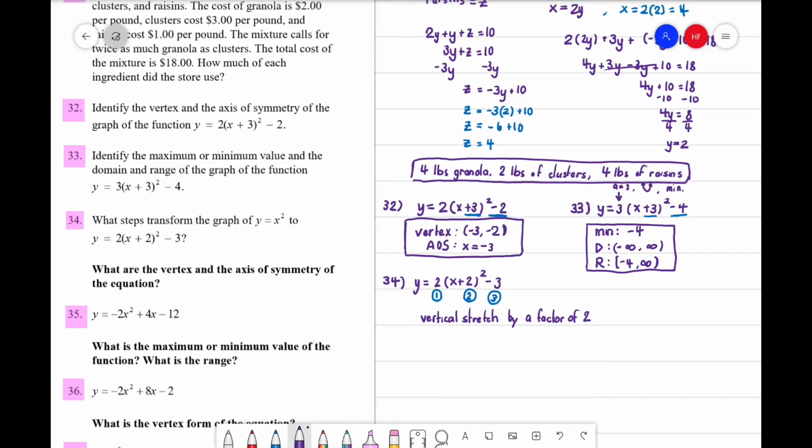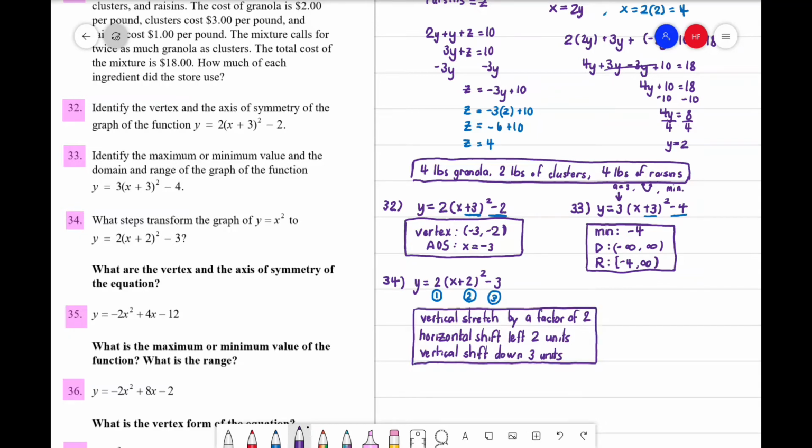There's no negative, so I don't have any reflections. The plus 2 on the inside is a horizontal shift to the left. We go opposite, 2 units. And the last one, we take it as it is. It's a vertical shift down 3 units. So those are my 3 transformations on that function.